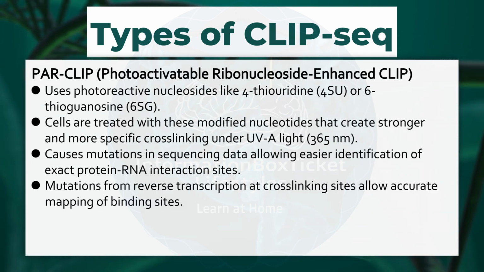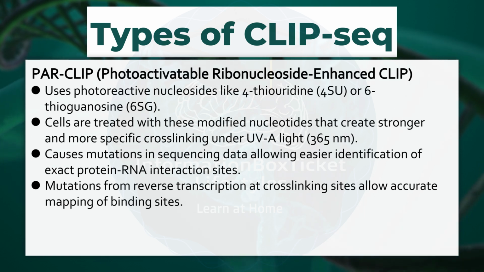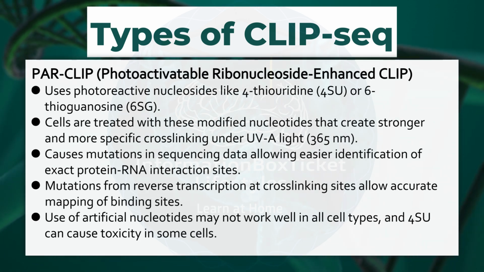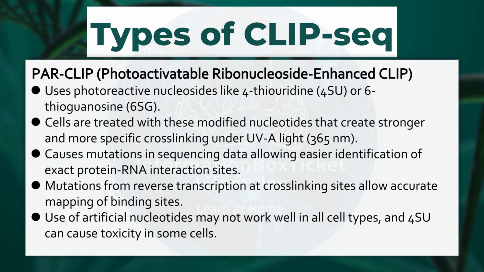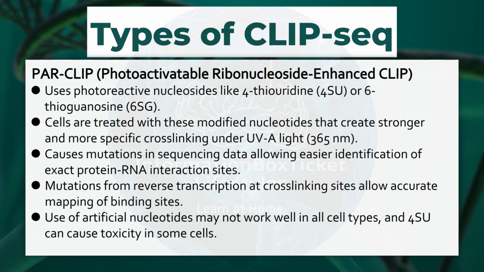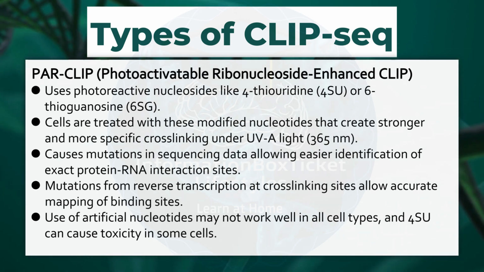Mutations from reverse transcription at cross-linking sites allow accurate mapping of binding sites. Use of artificial nucleotides may not work well in all cell types, and 4-thiouridine can cause toxicity in some cells.